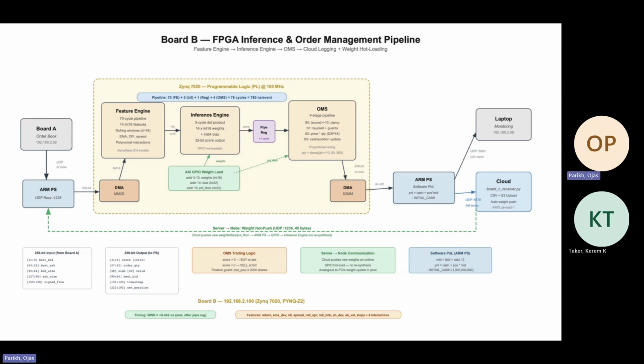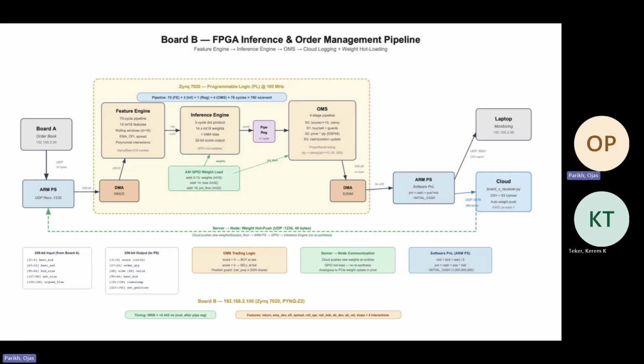The weights are then loaded via AXI GPIO at startup and can be swapped at runtime without touching the bitstream, which is what makes the server-to-node weight pushing work. The OMS, the order management system, is the final stage and consists of four pipeline stages.